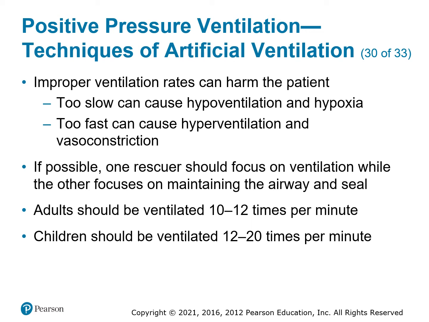Children should be ventilated at a rate of 12 to 20 times per minute. If you recall, your AHA CPR still states a ventilation every 6 seconds, or if we are doing CPR, 1 rescuer, 30 compressions to 2 breaths, and 2 rescuers are 15 compressions to 2 breaths.